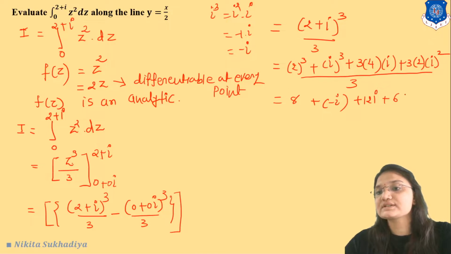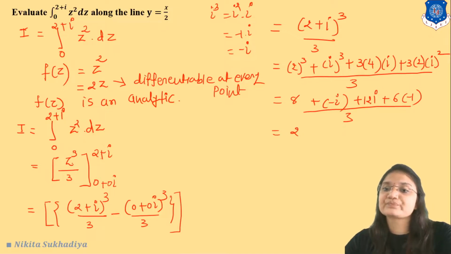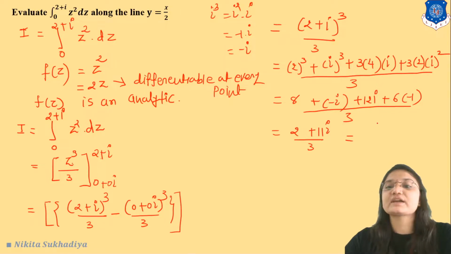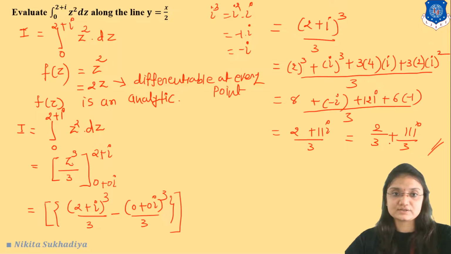And what is the meaning of i squared? That is minus 1, divided by 3. Okay, so now we will get 8 minus 6, that is 2, and here 12i minus i, so this will become 11i by 3. So our final answer is 2 by 3 plus 11i by 3, this is our final answer.